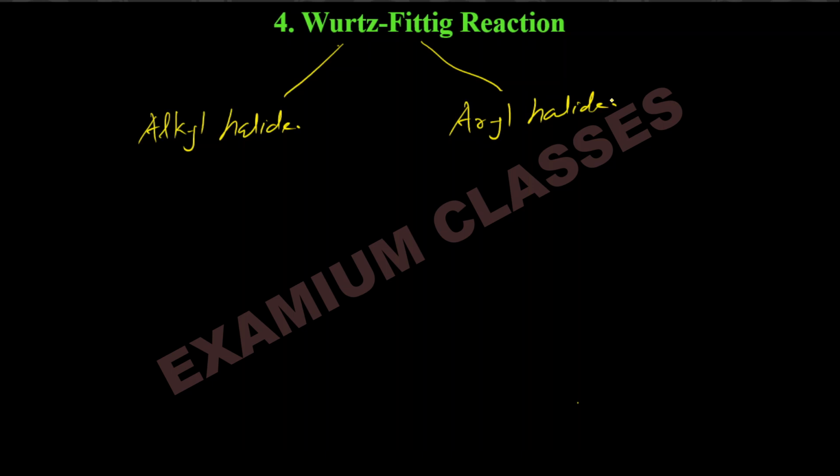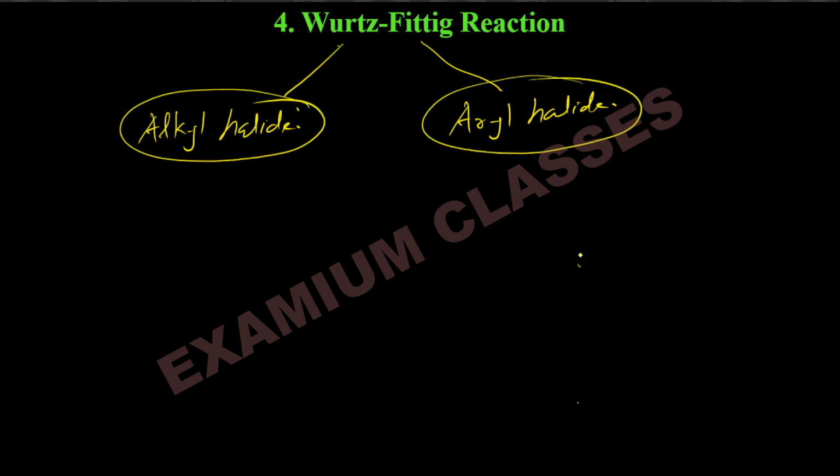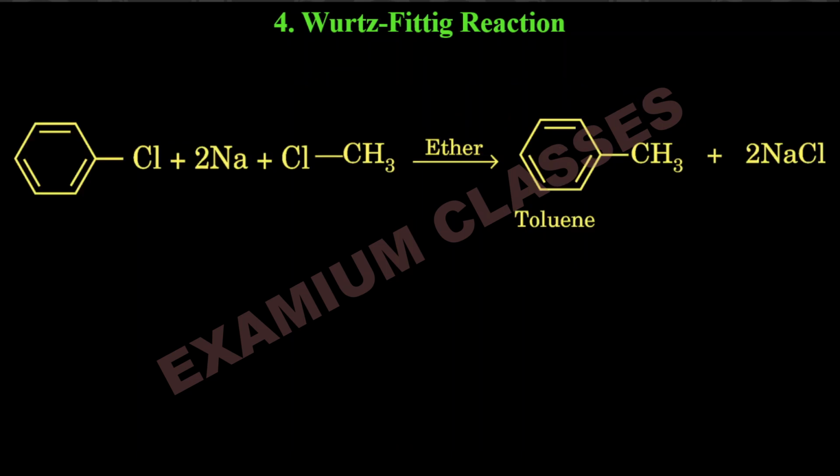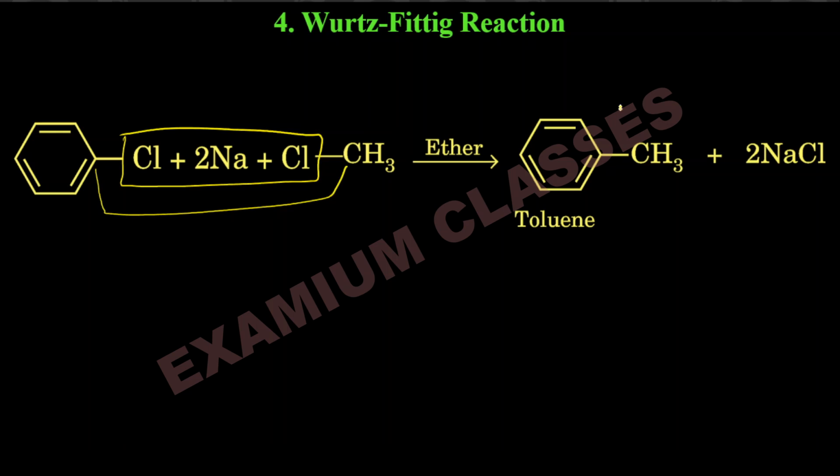So if it is Wurtz-Fittig, it means one halide is alkyl, the other one is aryl. That's it. Okay. So this is alkyl halide, this is aryl halide, and the rest of the part is the same. You have two NaCl produced and the remaining alkyl and aryl will combine, and here you will find toluene to be produced. Right? Now the question is, here also you have different halides. So won't we get a mixture of three alkyl or aryl compounds?